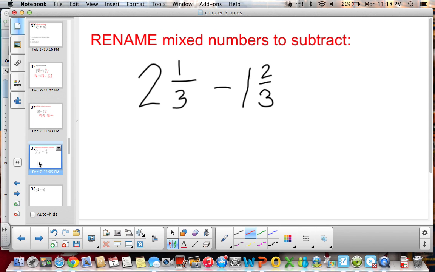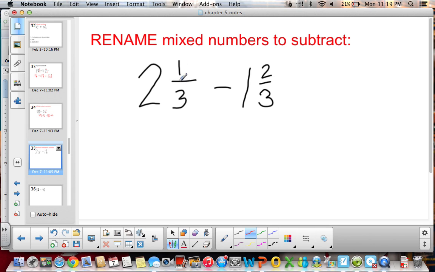Okay, so sometimes we may need to rename one of our mixed numbers in order to subtract. So we have 2 and 1/3 minus 1 and 2/3. Because we have 2 wholes versus the 1 whole, we do know that this number is bigger, but 1/3 subtracted by 2/3 is difficult to do. We're getting into our negatives. So there's a way that we can rename this fraction to make it a little bit easier.